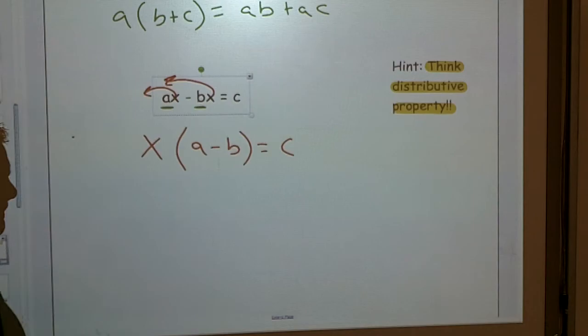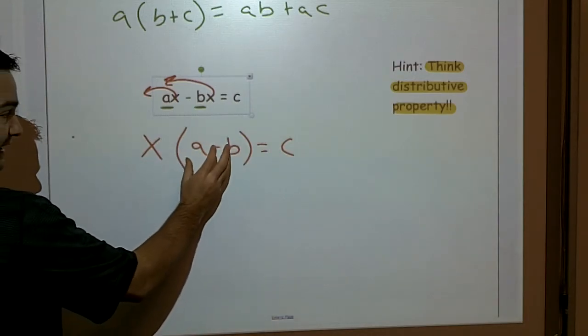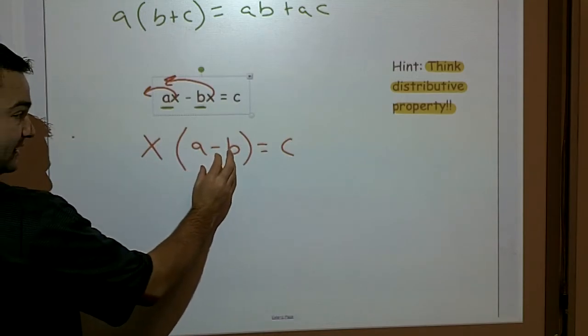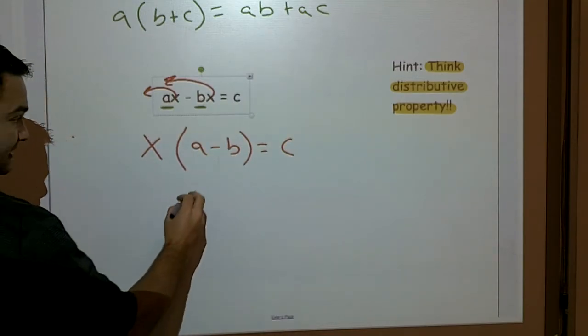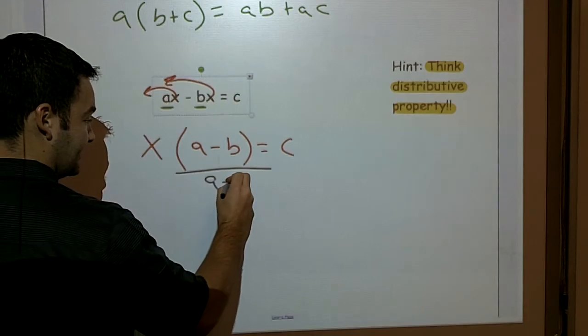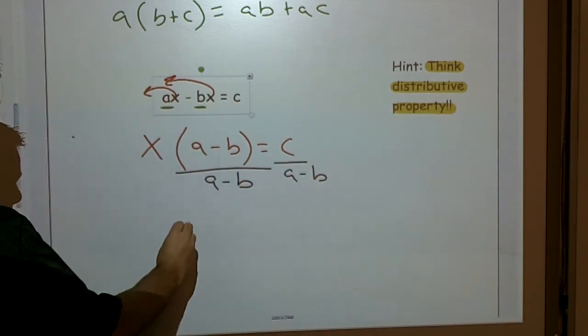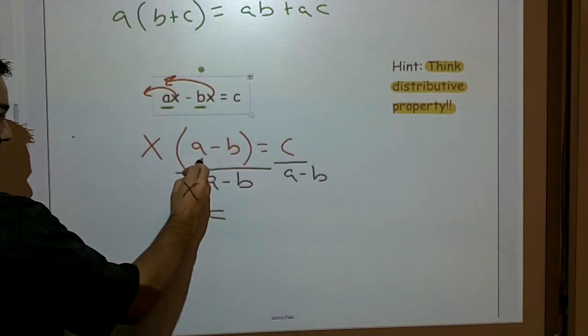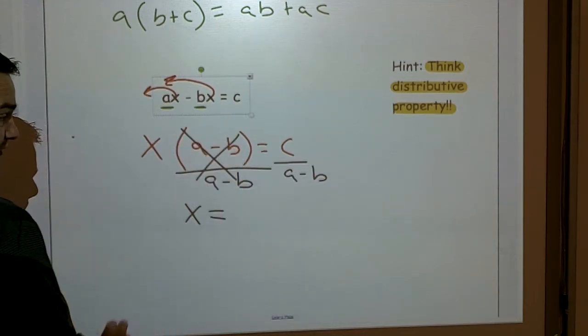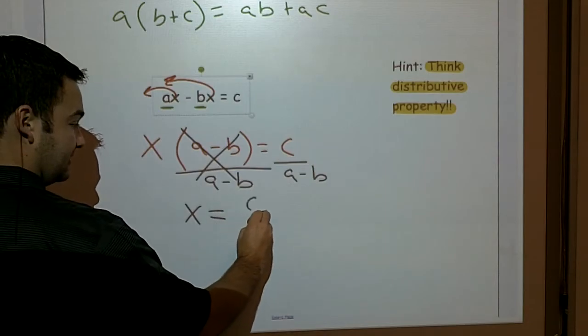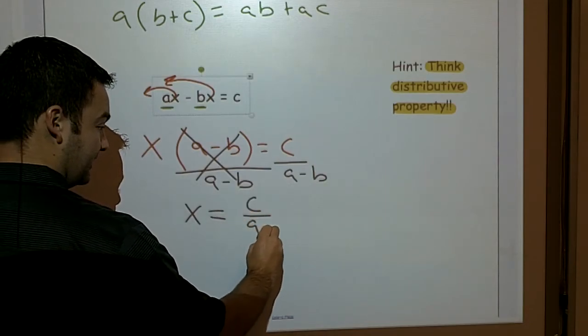So we pull the x out front, we're left with a minus b is equal to c. And since we're solving for x, we've got x times the quantity of a minus b. We're going to divide this whole thing by a minus b to finish it off. Divide by a minus b. Okay, a minus b over a minus b, poof, they're canceled off. X is just equal to c over a minus b.